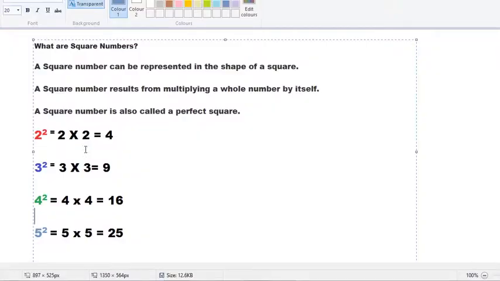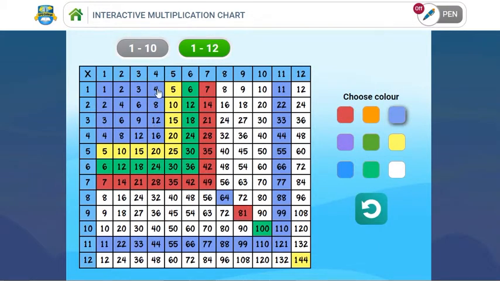And thirdly, a square number is also called a perfect square. Well, for good reason. 4 by 4 is 16, and it's a perfect square because it's 4 units by 4 units. It's equal on all 4 sides. So your interactive multiplication chart can be used to illustrate the concept of what it is to be a square number.